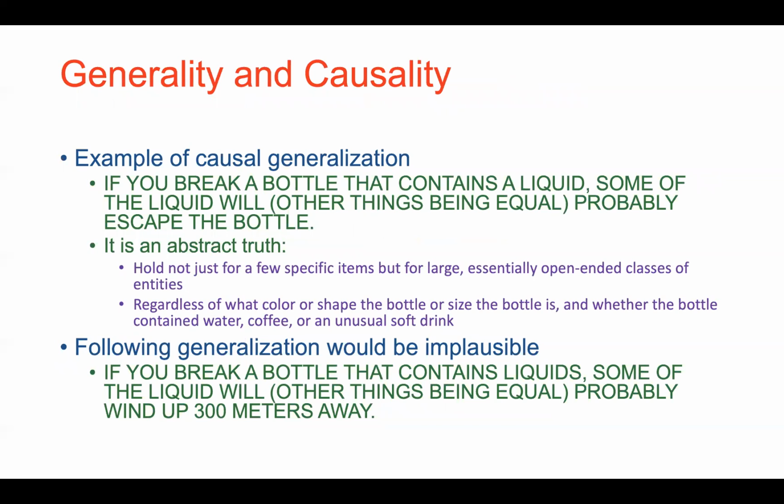Okay, so let's talk about generality and causality. These are the issues we're heading towards in this robust AI. Example of causal generalization: if you break a bottle that contains a liquid, some of the liquid will, other things being equal, probably escape the bottle.